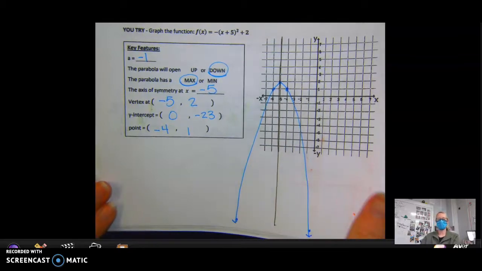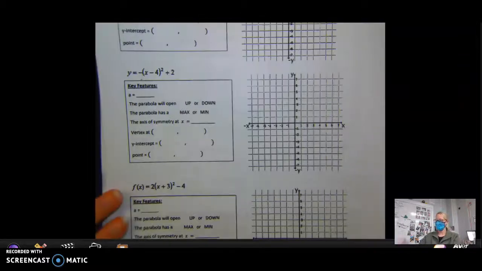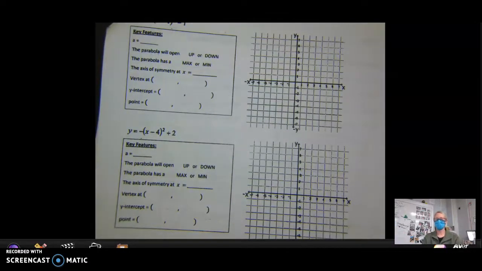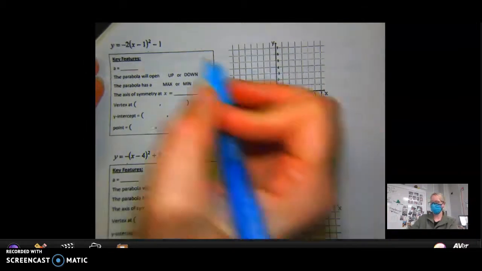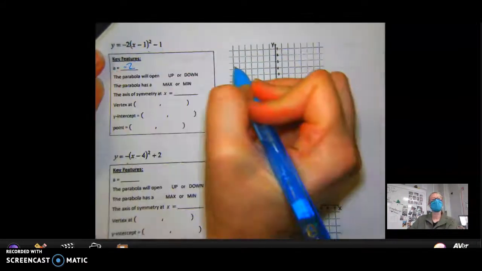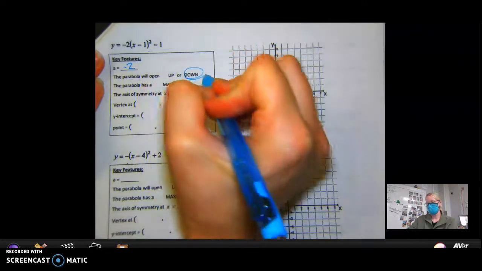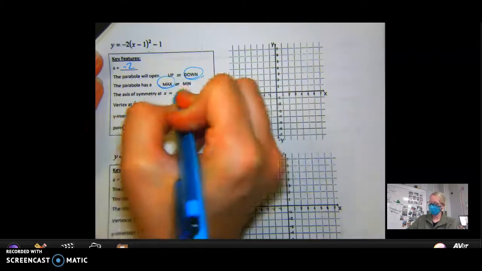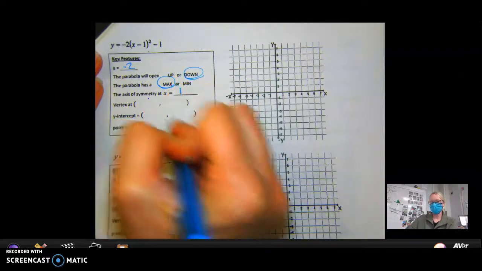All right, next page. Go ahead and do the top 2 on your own. First one, what's your A value? -2. Opens up or down? Max or min? Vertex is at?